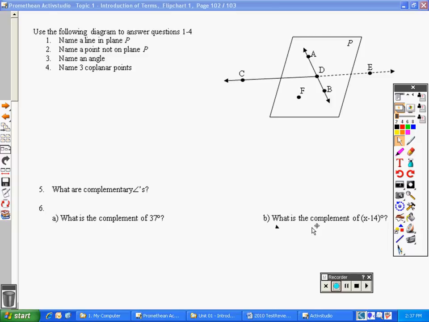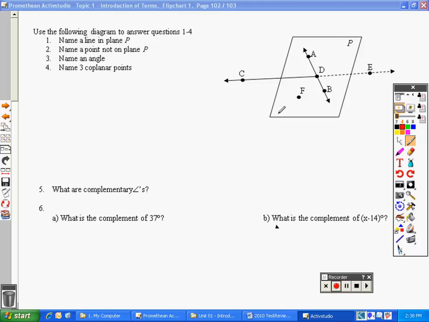All right, here we are at our test review. So, first question should be familiar with the quiz information. This is the test for Unit 1. So the first thing we will need to know is how to name things based on a diagram. We're going to use this diagram to answer questions 1 through 4, this diagram at the right.